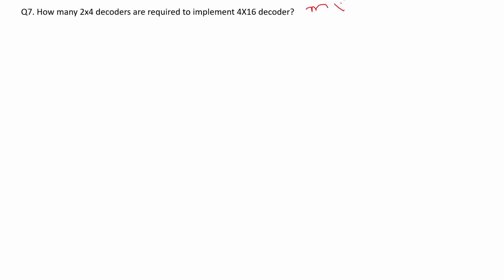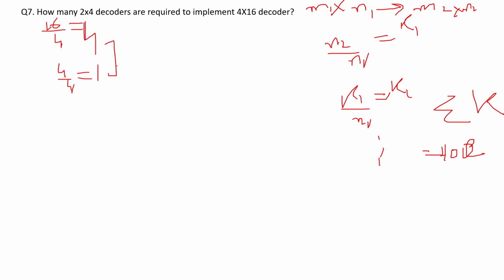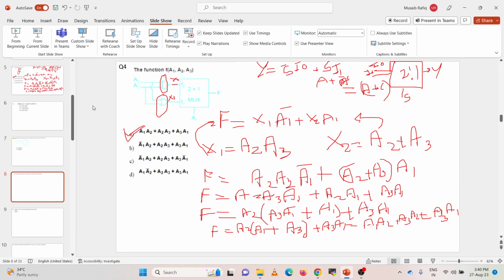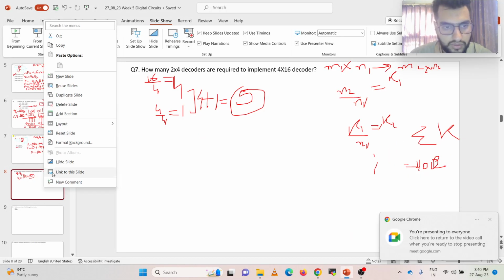So you have an M cross N decoder, and you want to make an M1 cross N1, and something like an M2 cross N2 decoder in terms of these decoders. So you will write N2 by N1 equal to K1, then K1 by N1 equal to K2, and so on until this is equal to 1 or 0. Here you have 16 by 4, that is 4, and your number of decoders will be the summation of these Ki's. So 16 by 4 is 4, then 4 by 4 is 1. So total decoders required will be 4 plus 1, that is 5. 5 decoders will be required. But I wanted to show you how to arrange these 5 decoders. So, new slide.